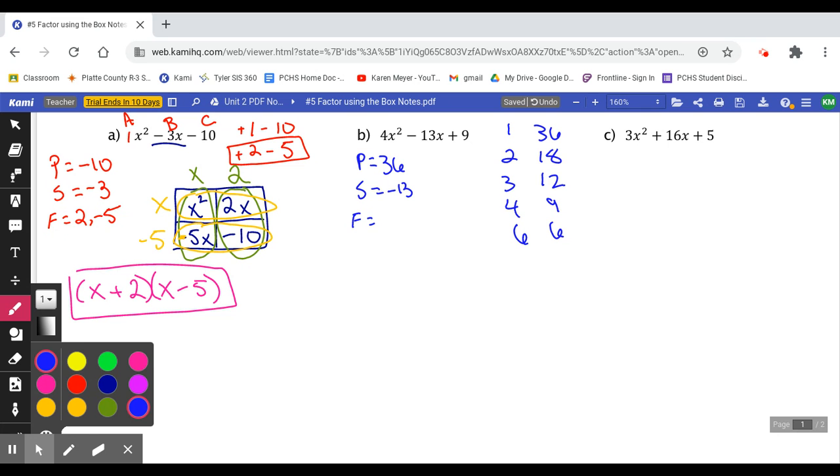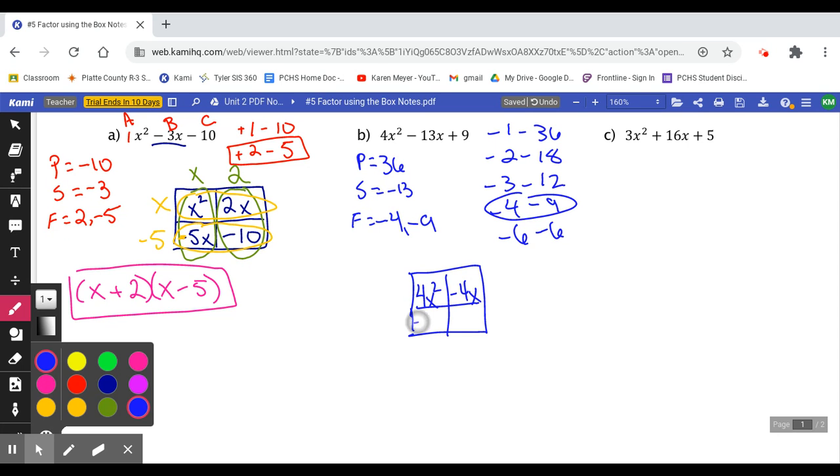Now, if my product is positive and my sum is negative, then that means both terms are negatives. So which one of these pairs will add for -13? And hopefully you'll say -4 and -9. So now I'm going to make a box. And then first term, first box, so 4x squared. Second and third box are filled up by my factors. So -4x, -9x, and last term is last box, which is 9.